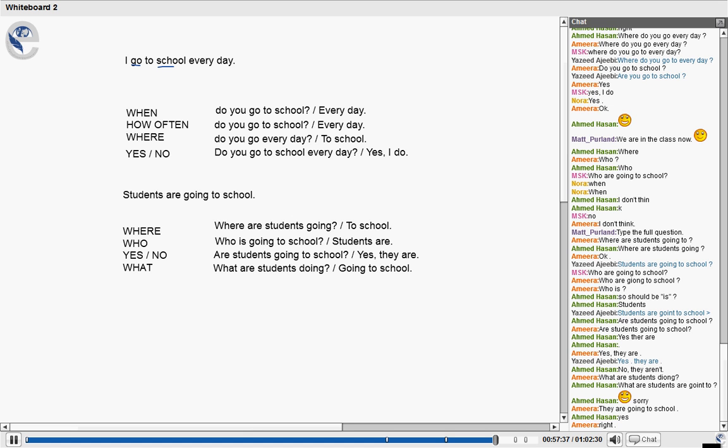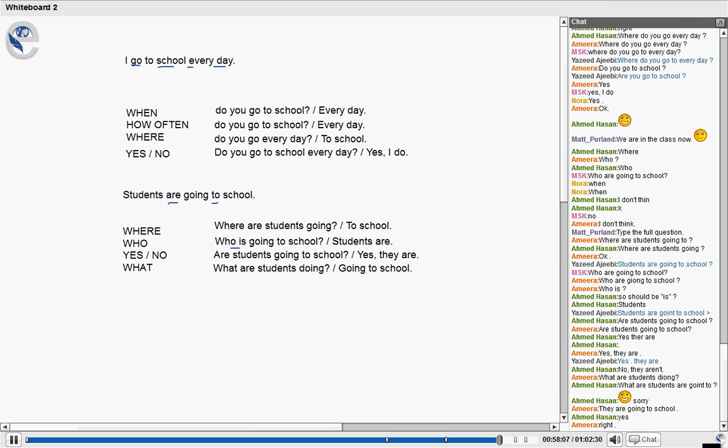Go to school every day. Go to school. To school. We shouldn't stress "to" in "to school." It's not a number, it's a preposition. Students are going to school. Not "are going," but are going to school. To school. Where are students going? To school.